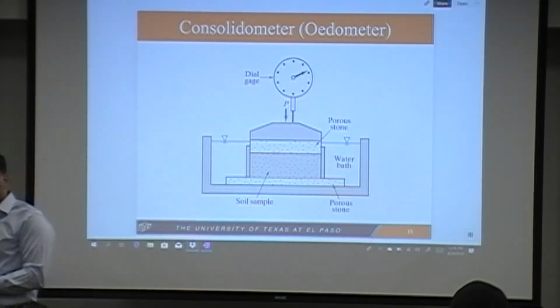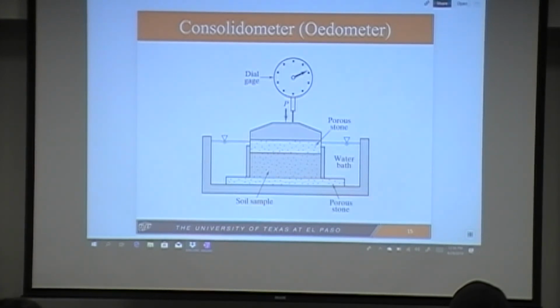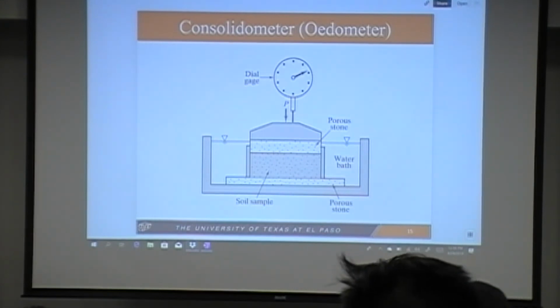That dial gauge's purpose is to monitor the deformation of the material. And we use this information to ultimately generate that famous plot. The famous plot was void ratio versus log sigma 1. That's extremely important, right?